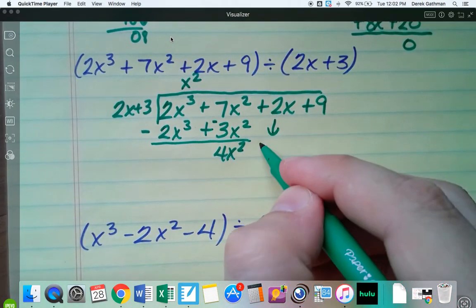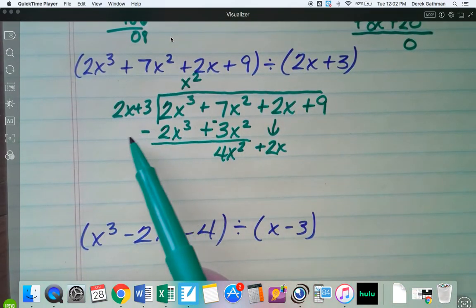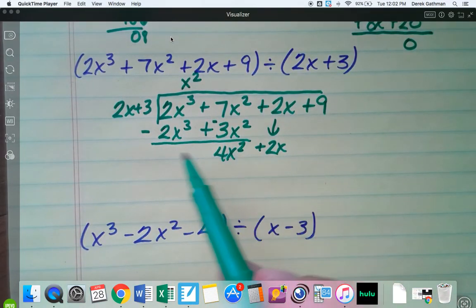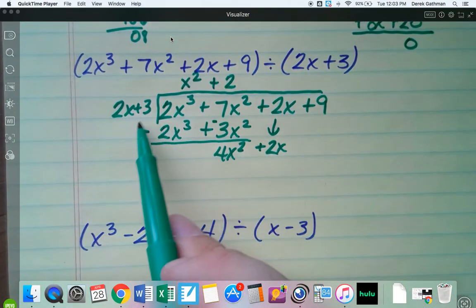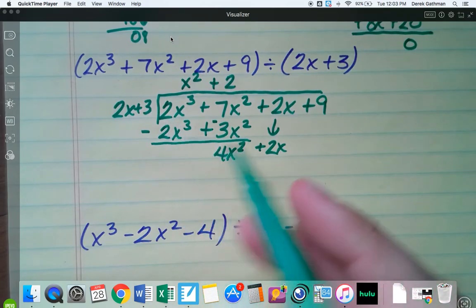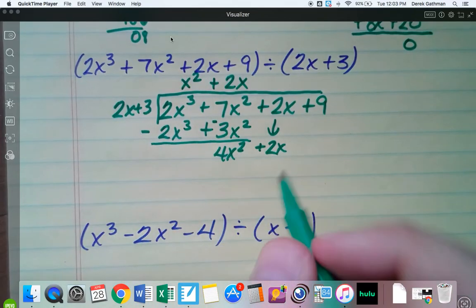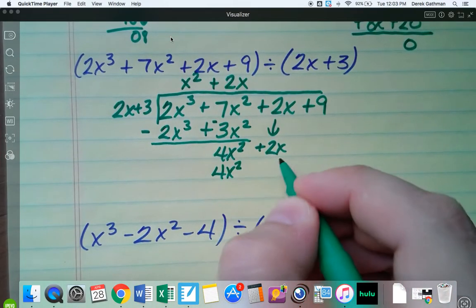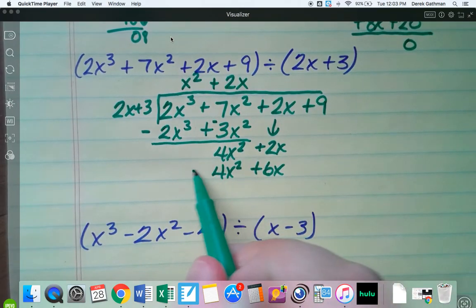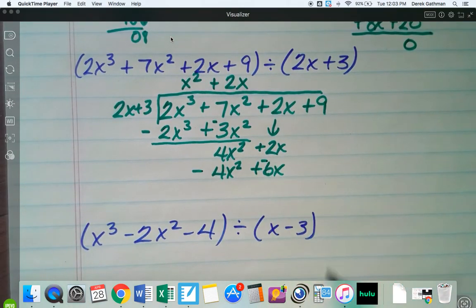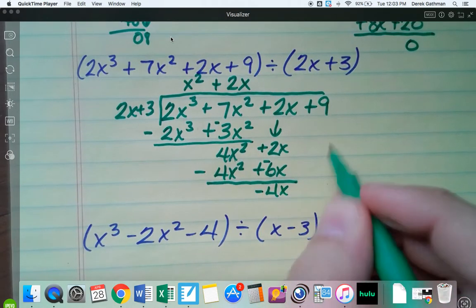Bring down my next term. 2x goes into 4x squared. I need to get 2 times 2 to give me the 4, so I know it's going to be plus 2. And then x times what gives me x squared? x times x. Once I figure that out, then I multiply it out. I get 4x squared plus 6x. And then I'm going to subtract those. So those cancel out, and I get a negative 4x, and then I'm going to bring down my 9.